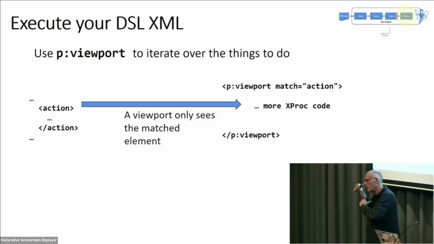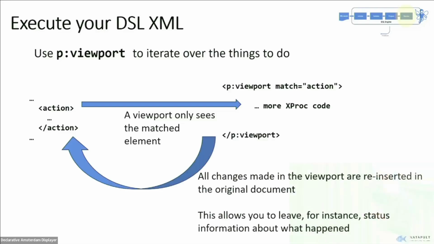That's not really important. What's more important is what happens after the viewport, because whatever you change in that piece of pipeline within the viewport gets reinserted in your original document, which gives you the opportunity to leave status information. For instance, you can add an attribute, status is okay, or status is something, or number of documents processed is 10, or that kind of information, and it will be automatically reinserted back into your original document. So after you've done all your actions, you can analyze your information and see what happened.